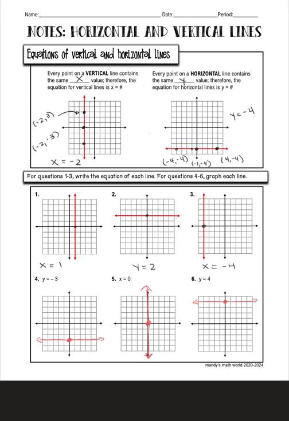Now it's time to test your understanding of vertical and horizontal lines.